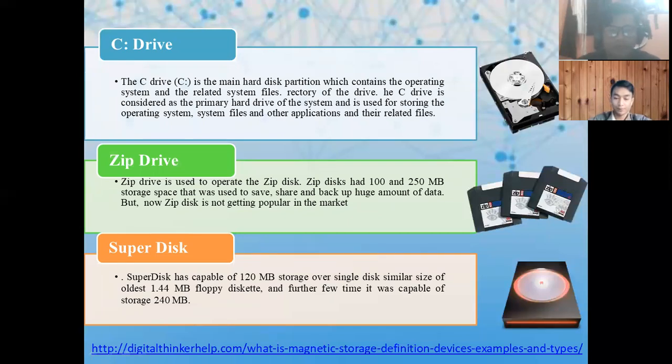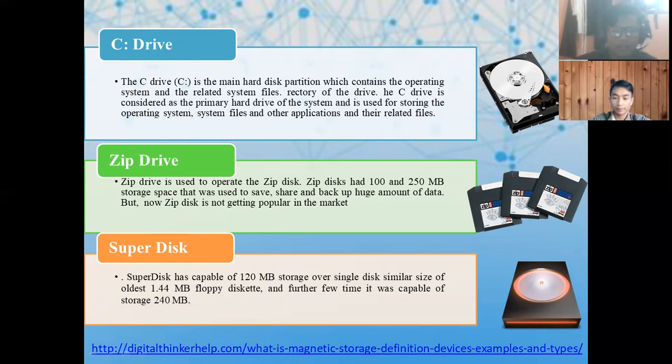The next type of magnetic storage is the C drive. The C drive is the main hard disk partition which contains the operating system and the related system files. The C drive is considered the primary hard drive of the system and is used for storing the operating system, system files, and other applications and their related files.